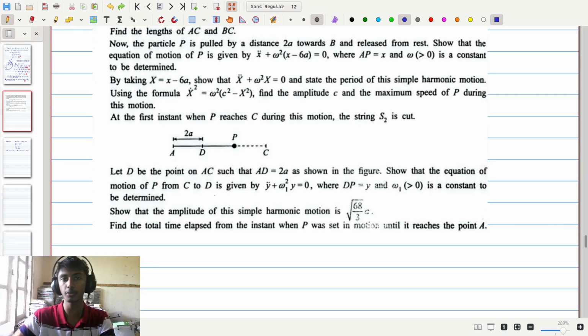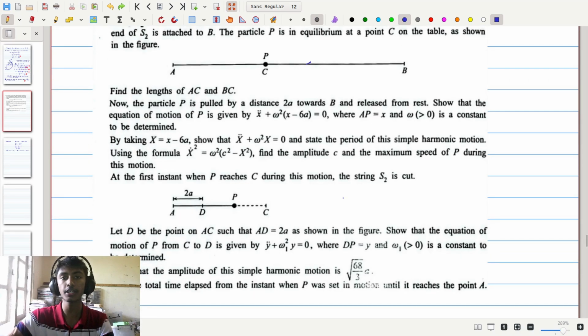string S2 is cut. So basically, when we start from over here and accelerate in this direction, and move like this, and eventually the particle P gets back to the equilibrium point C, then the string S2, which was like this, is cut, meaning now the only force experienced by P is coming from S1. So then, suddenly, at the point C when S2 is cut, the acceleration of P is going to change. It's going to suddenly start accelerating towards A again.